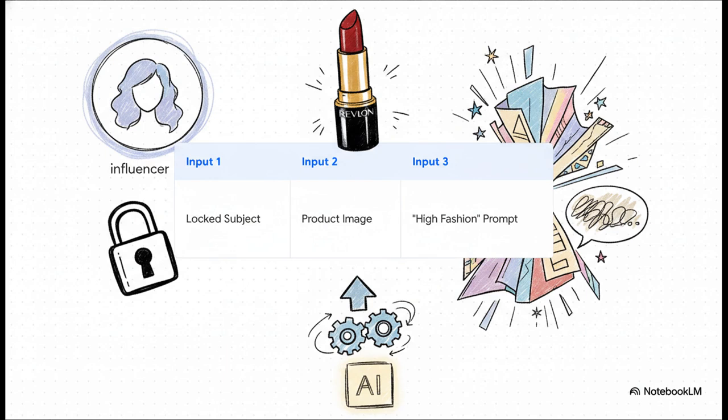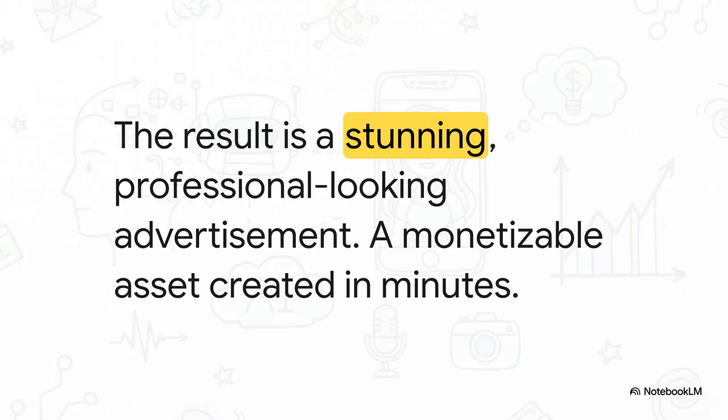You've got 3 main inputs. Input 1, our locked influencer as the subject. Input 2, a picture of the actual Revlon lipstick for the scene. And input 3, that new high-fashion prompt. The AI just takes all 3 of those, mashes them together, and generates the final shot. And here's the final result.